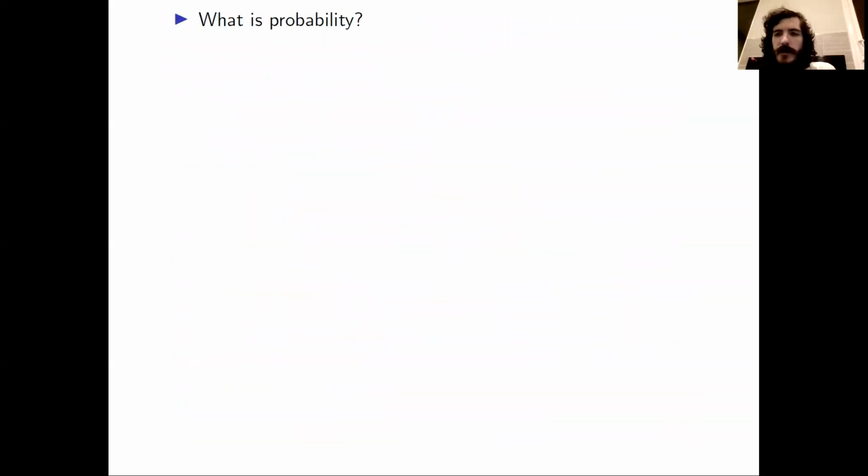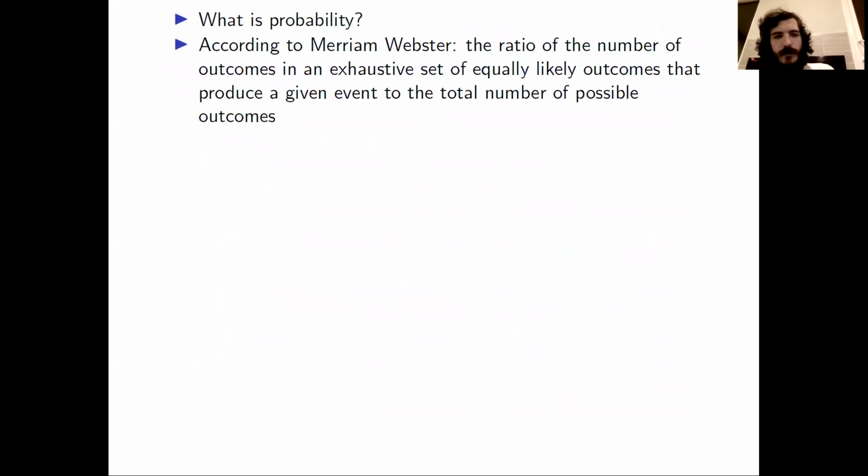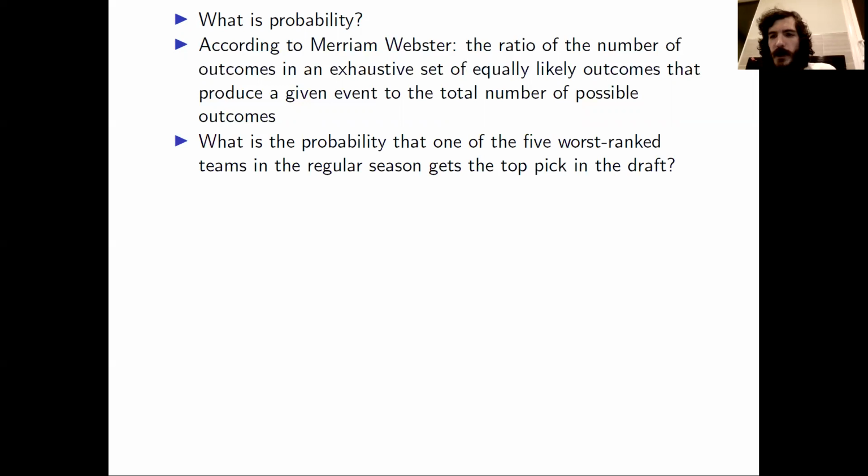Now let's look at some questions about probability. Before we look at anything with probability though, let's briefly discuss what is probability. Well, if you look in the Merriam-Webster dictionary, here's a definition: the ratio of the number of outcomes in an exhaustive set of equally likely outcomes that produce a given event to the total number of possible outcomes. So we want to calculate a ratio.